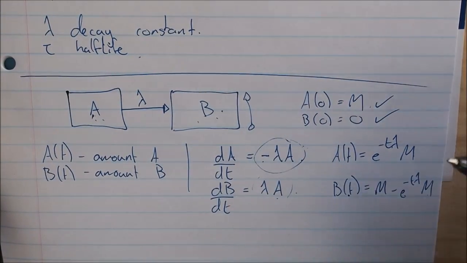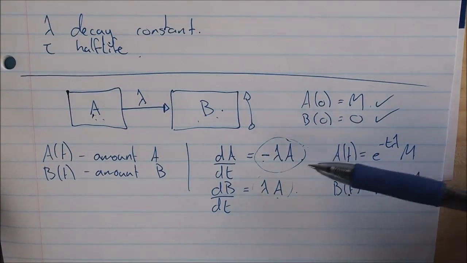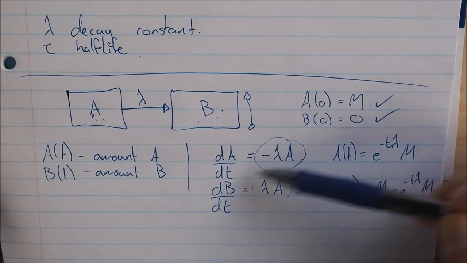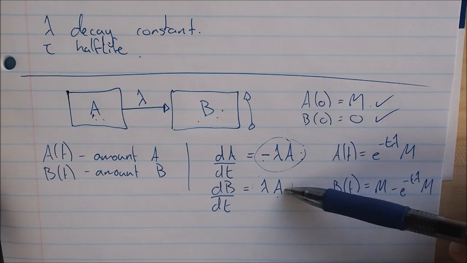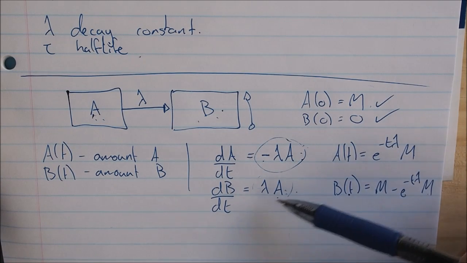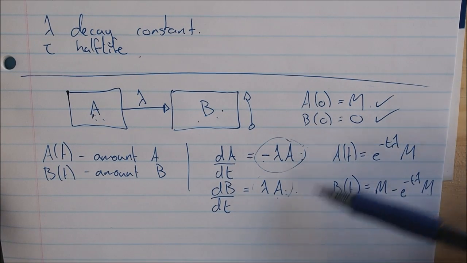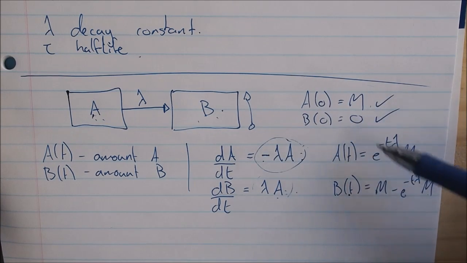Okay, again, you can solve these equations. It should be fairly straightforward. Solve this one first using separation of variables as we did before. Then take that solution, plug it in here. So take this solution A, plug it in here, solve for B, and then you'll have two constants of integration which can be solved for from the initial conditions.